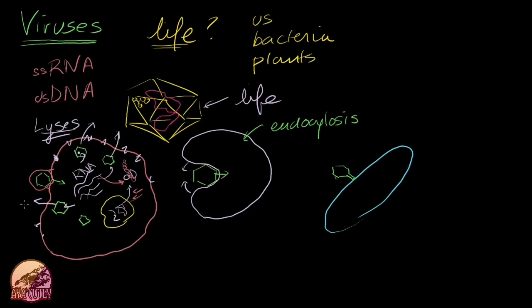Now, I talked about before that some of these guys have their own membrane. So how did they get these bilipid membranes? Well, some of them, once they replicate inside of a cell, exit maybe not even killing the cell. They don't have to lyse.